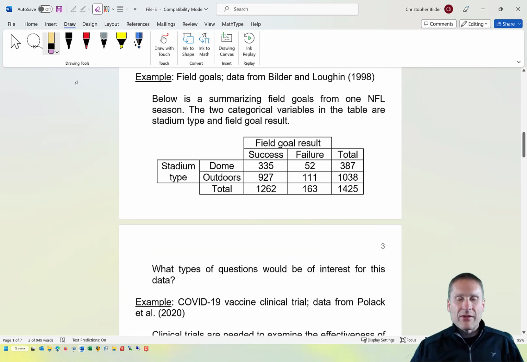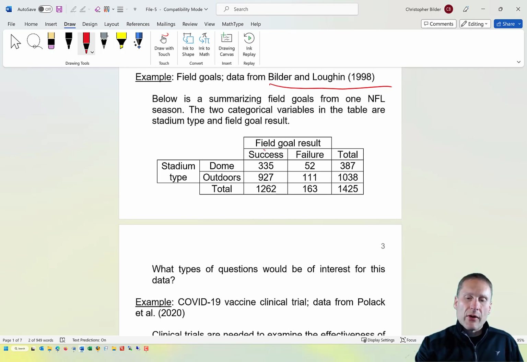Another sports example actually comes from my very first paper that I ever had published. And it deals with field goal kicking again. And in this particular situation, again, for a field goal result, we either can have a success or we can have a failure. And if you're a football fan, you know that field goal kickers tend to prefer to kick inside dome stadiums rather than in an outdoor stadium.